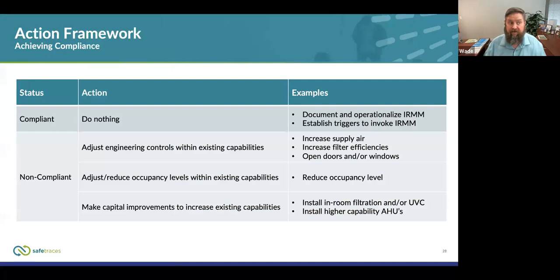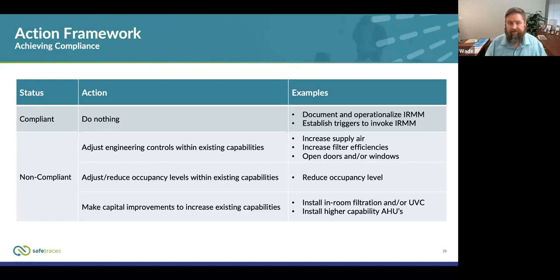So with that, you have to make changes, right? We talked about this. If you're short, you have to do something. And so this is the action framework to try and achieve that compliance, right? If you're compliant, you do nothing. We've just shown you that that's not the case here, right? When you're non-compliant, you can adjust engineering controls with your existing capabilities.